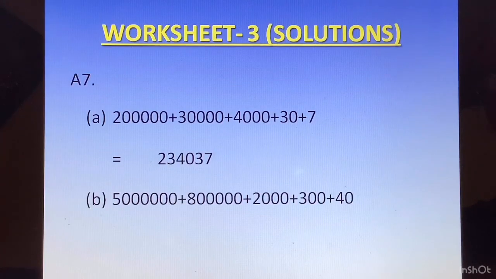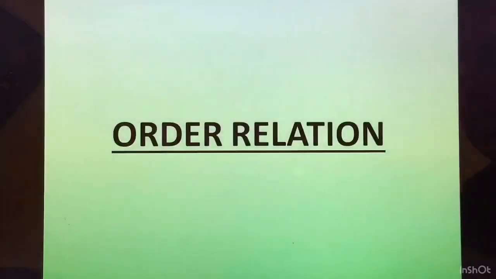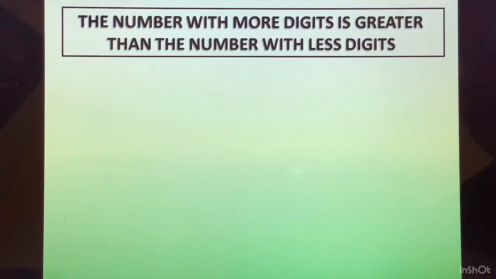The next one, a number will be 5802340. This brings us to the end of the solutions. Now let us study order relation. For this, you need to know 2 rules. The first one is the number with more digits is greater than the number with fewer digits.